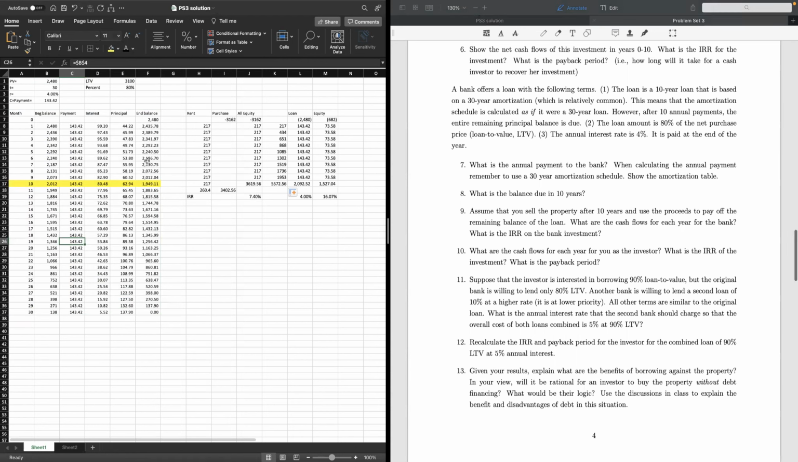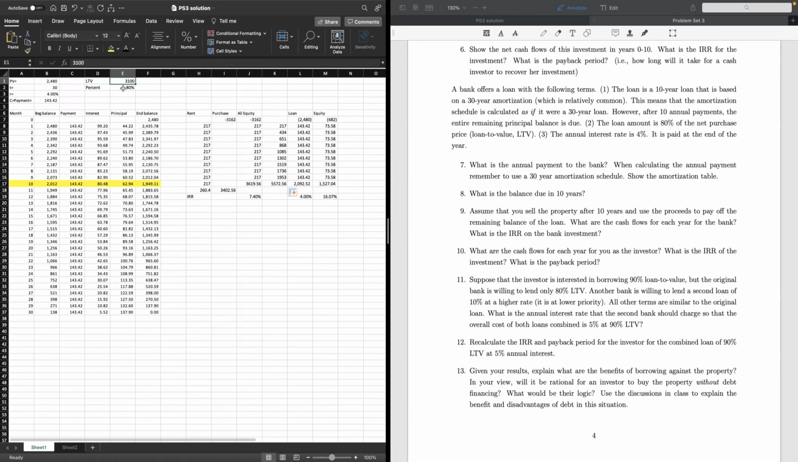What is the annual payment? This number just follows from the annuity formula. The present value is the bank's investment, or the loan amount. This one is 80% of the purchase price. It's net of, so it has nothing to do with the transaction cost, because when the bank lends you money, it's based on the value of the property, but not the transaction cost.